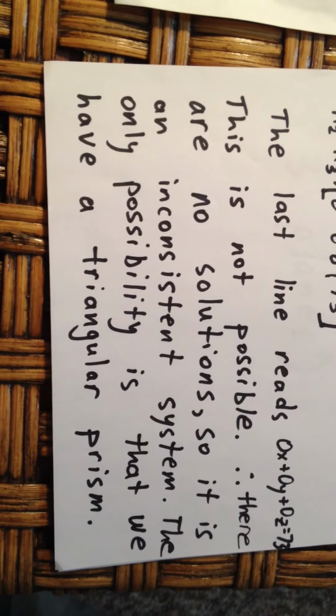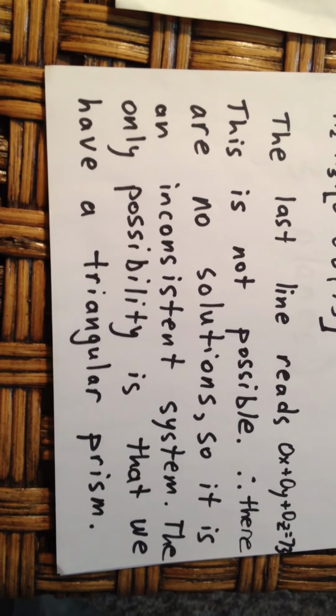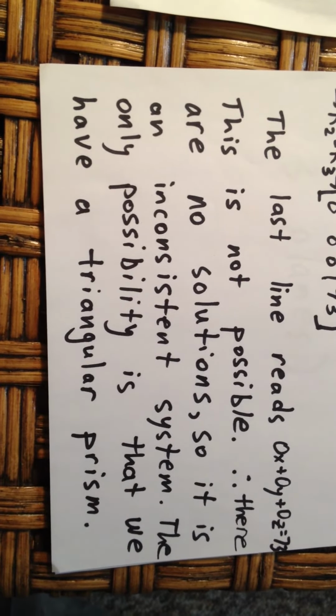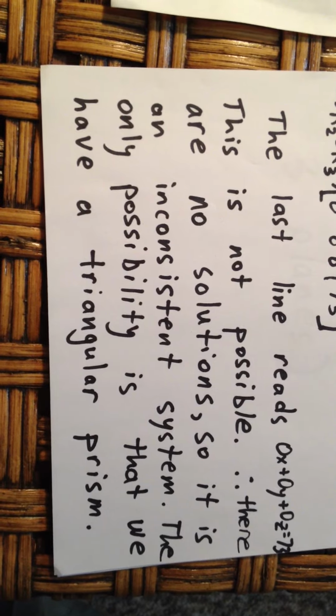The only possibility of the three that we provided at the start, point of intersection, line of intersection, or triangular prism, the only one that had no solutions was a triangular prism. So that's what we have.